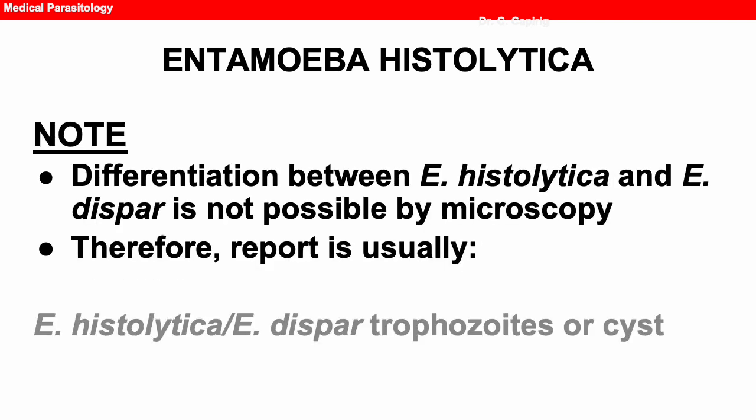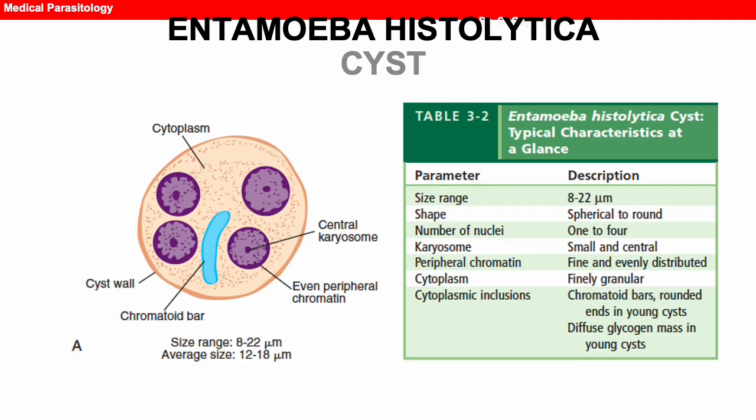Please do take note that differentiation between Entamoeba histolytica and Entamoeba dispar is not possible by microscopy, meaning they have the same morphologic features. Therefore, when we see a typical specimen containing trophozoites and cysts of histolytica, we usually report it as E. histolytica/E. dispar trophozoites or cyst. We can differentiate E. histolytica and E. dispar through molecular methods.